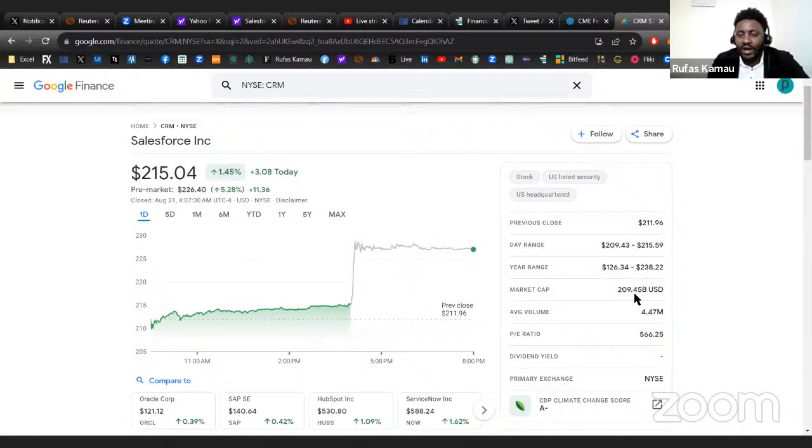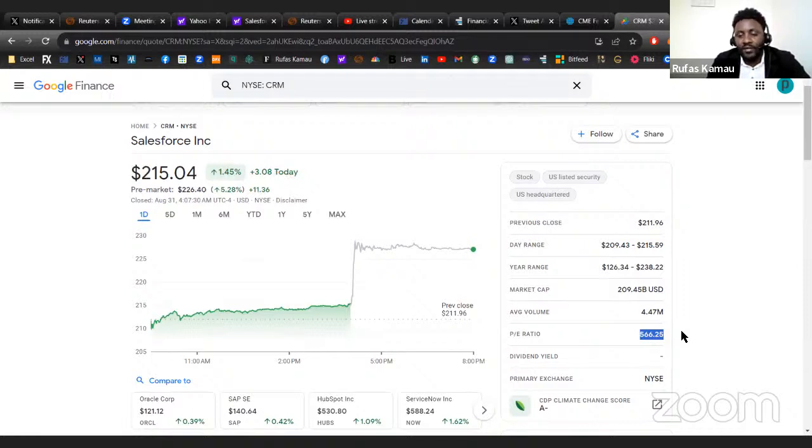Market cap is $209.45 billion. The average volume is 4.47 million shares. And the price to earnings ratio is at a crazy valuation. It's at 566.25. When you see a stock with a very strong price to earnings ratio, in this case 566.25, it basically means that you'd have to invest $566.25 in the previous 1 year to earn $1 from that stock.